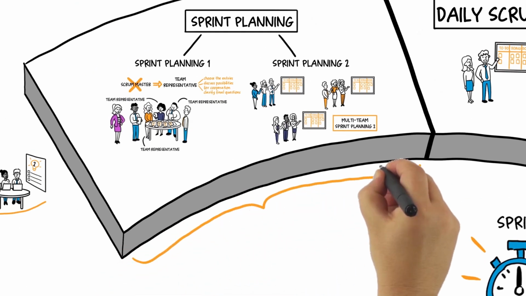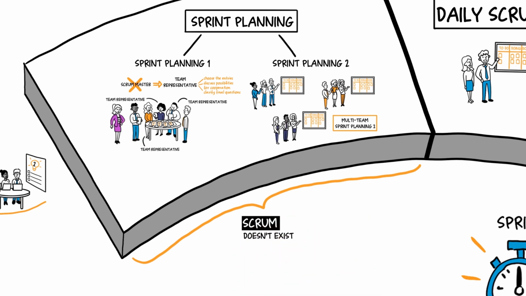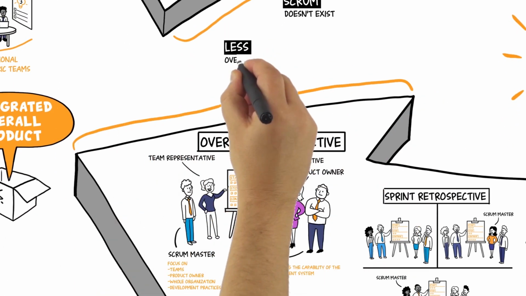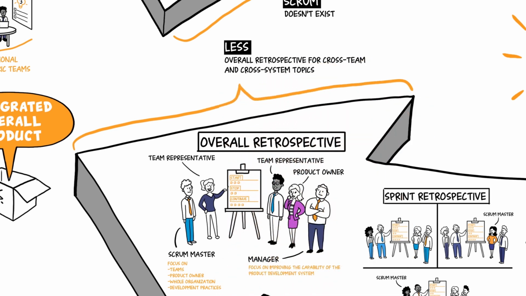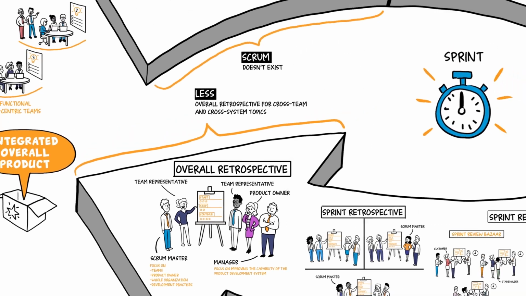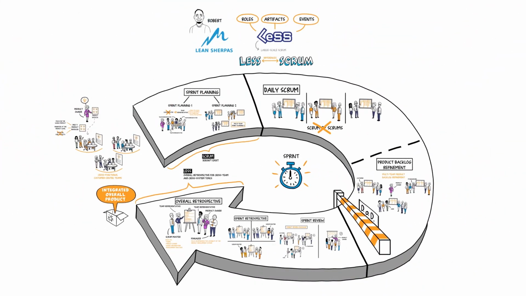Another difference is the clear separation between sprint planning 1 and 2, which is not as explicit in Scrum since it is done in one meeting back to back. And of course, in LeSS, there is also the overall retrospective for cross-team and cross-system topics. So there you have it regarding the differences. Again, the LeSS flow with the roles, artifacts and events is just one aspect of LeSS, something that shouldn't be in the foreground. Nevertheless, they help you bring the LeSS principles to life, which is the key aspect of LeSS.